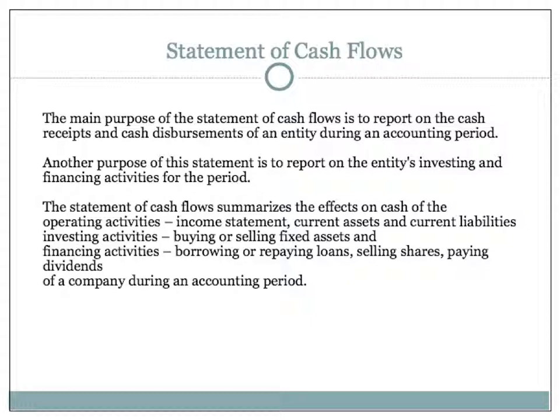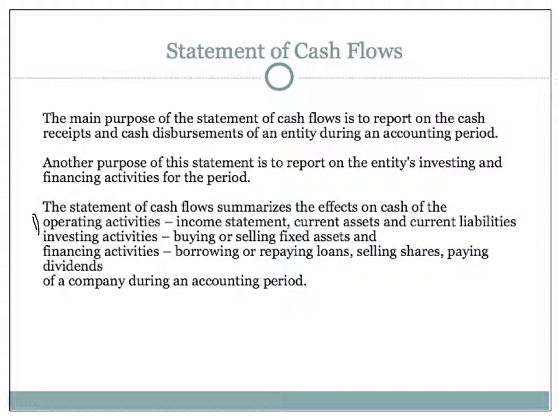Now, the statement itself is in three parts. The first part is operating activities. That is the income statement. This income statement is a statement of operations. So the net income is the net of revenue minus expenses. But we need to adjust that because some expenses did not involve the paying out of cash. We also look at the current assets, the inventory and the accounts receivable.